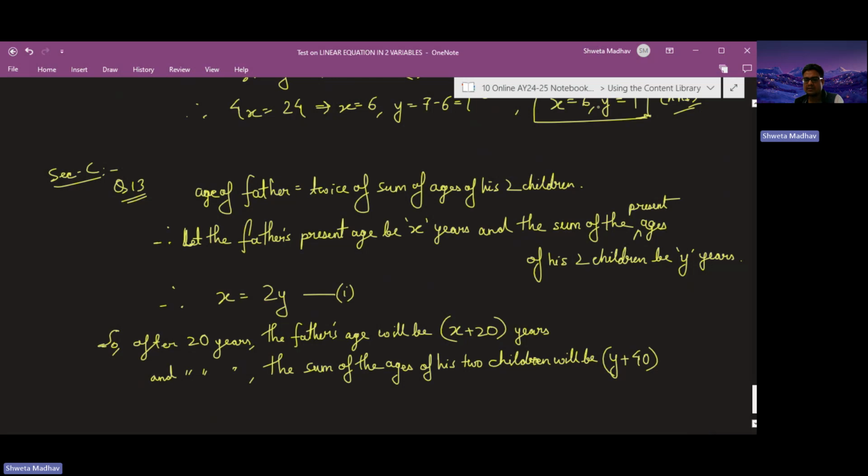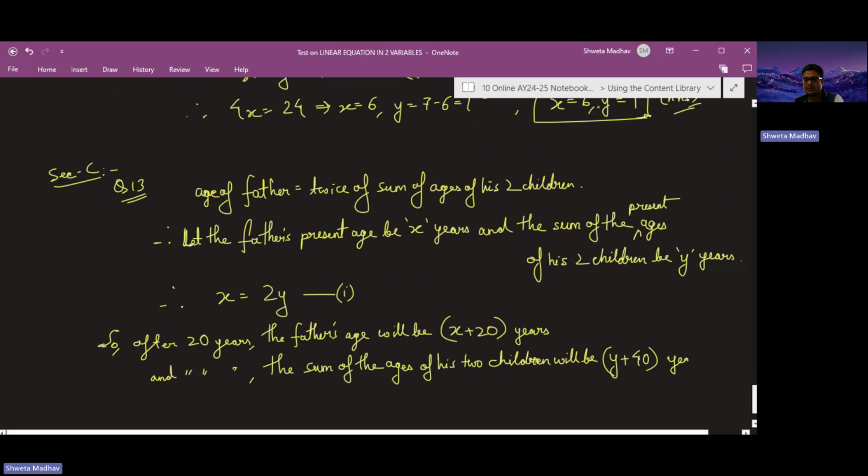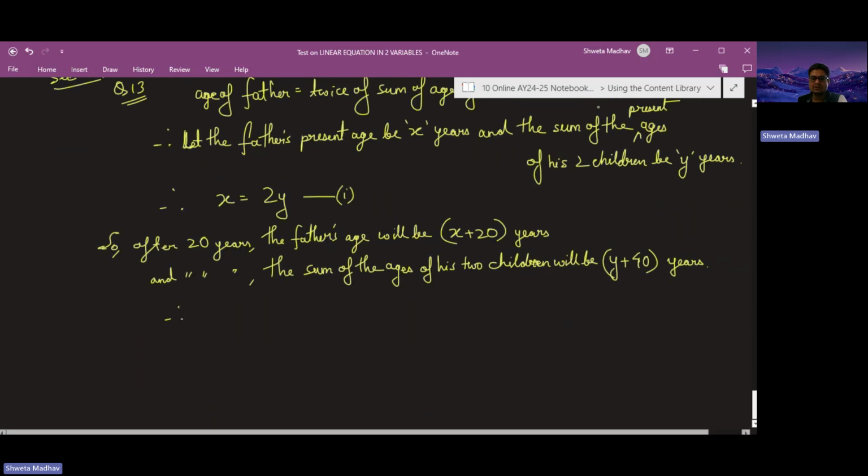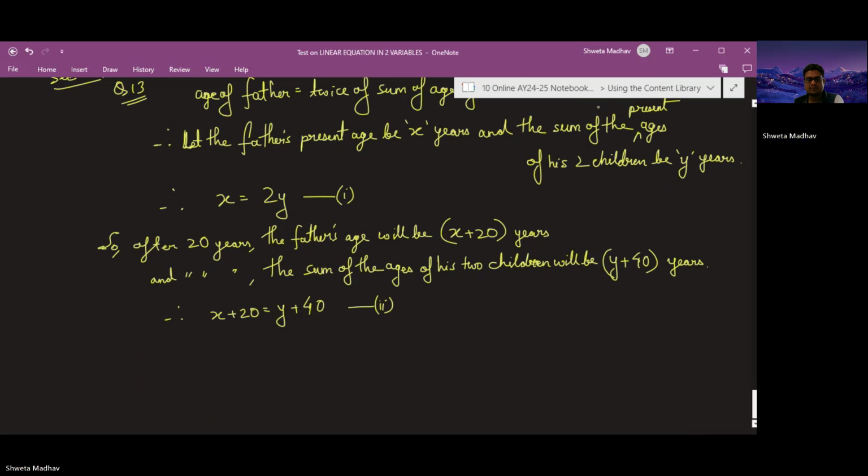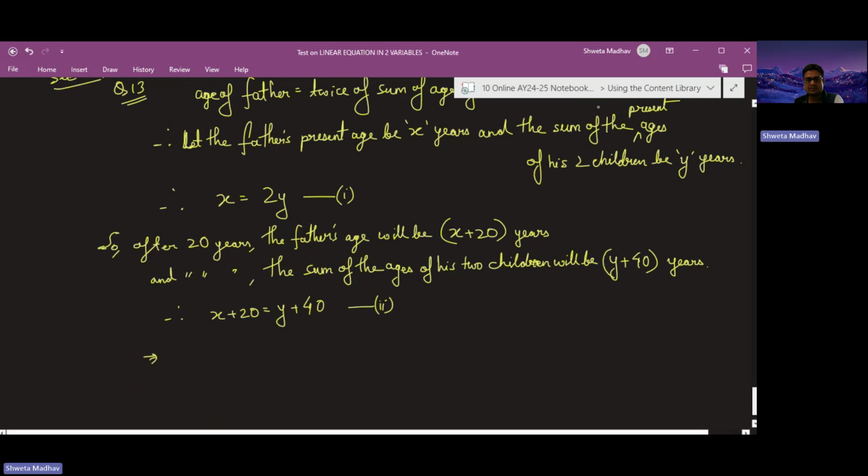So the sum of the ages of his two children will be y plus 40 years. So therefore, these two are same. So therefore, the second equation is x plus 20 equals y plus 40. So this is equation 2. And then we have to solve these two equations. So x is 2y. So we can say x minus y equals 20, that is 40 minus 20. This is our equation 3, let's say.